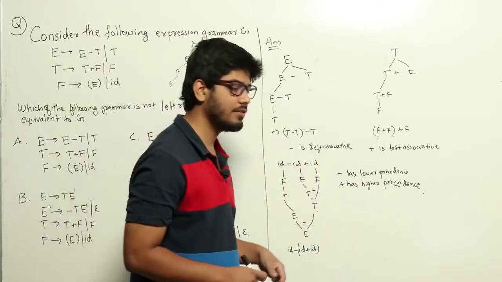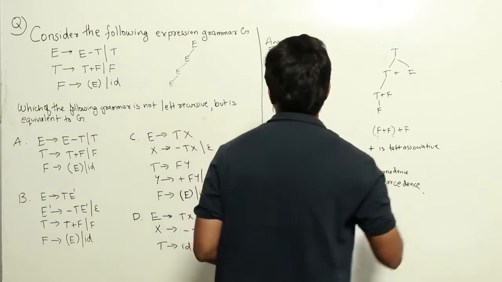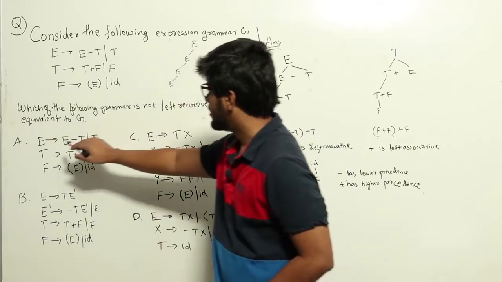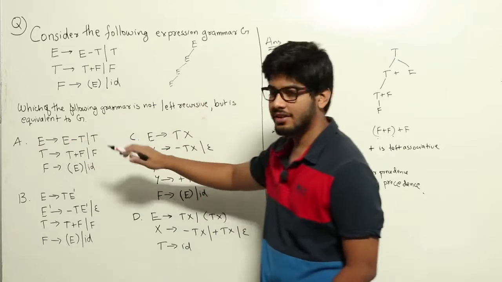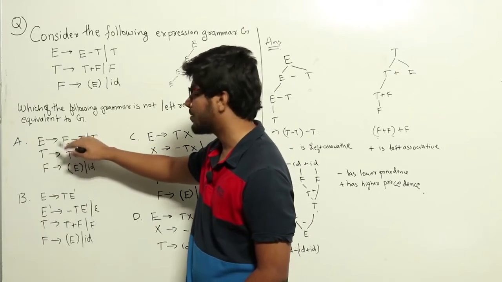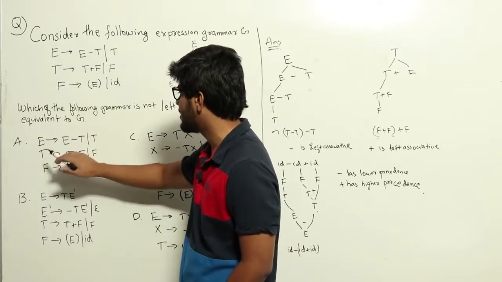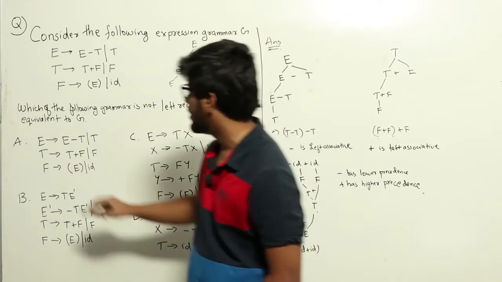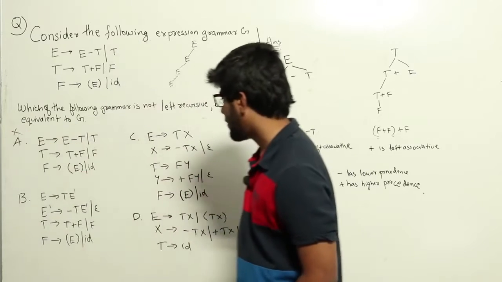Now based on this info, we will look at the question. We will look at the options. For option A, if you see, E gives E minus T or T. Now this is clearly left recursion. E gives E minus something, and this E I can keep on resolving to E, which will appear at the start. So this is left recursion. We haven't eliminated left recursion here, so A is wrong.